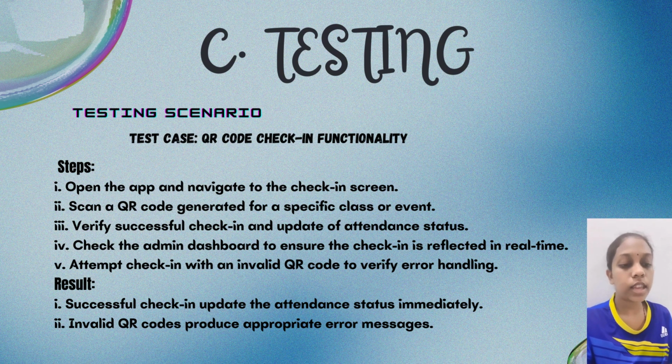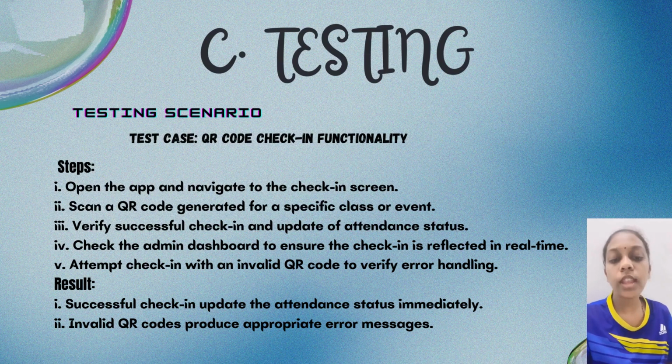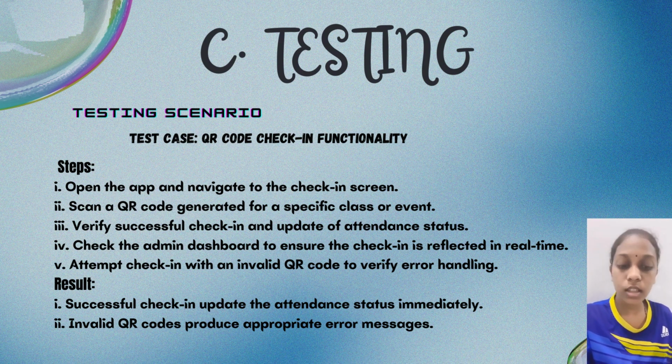And C is testing scenario, QR code check-in functionality. The steps are: open the app and navigate to the check-in screen, and then scan the QR code generated for a specific class or event. And then verify successful check-in and update of the students' attendance, and check the admin dashboard to ensure the check-in is reflected in real time. And then attempt check-in with an invalid QR code to verify error handling. And the result is successful check-in updates the attendance status immediately, and also invalid QR codes produce appropriate error messages.